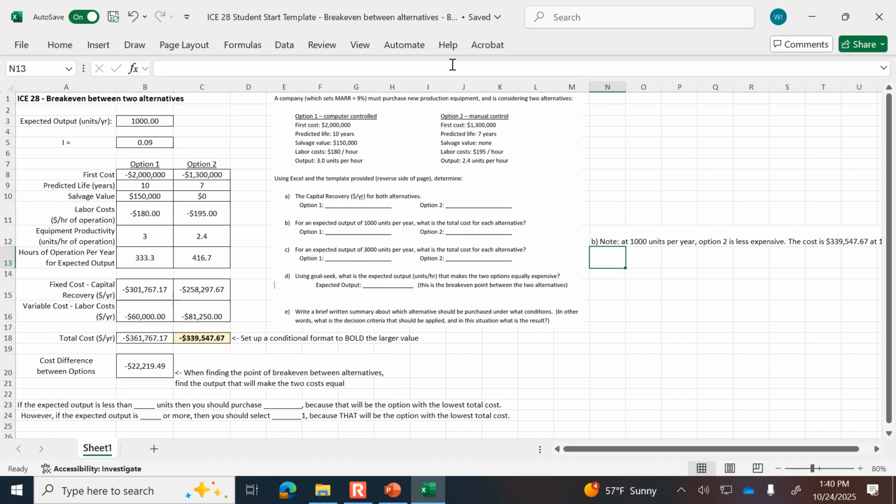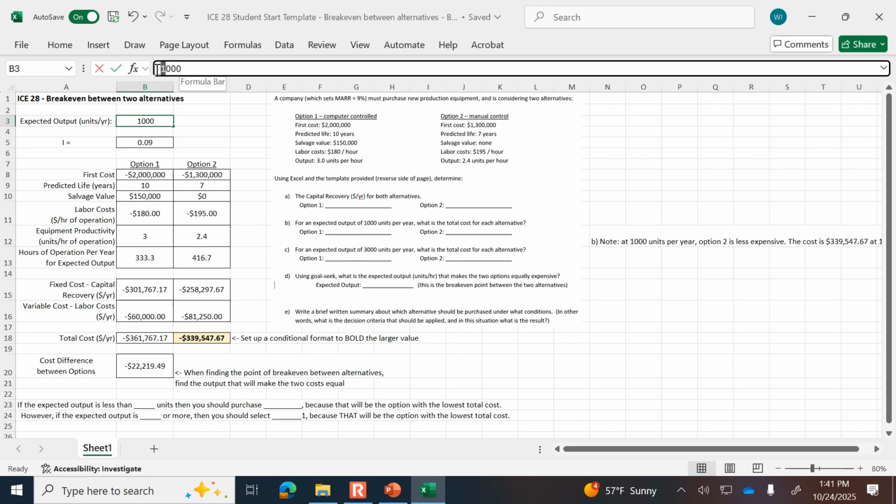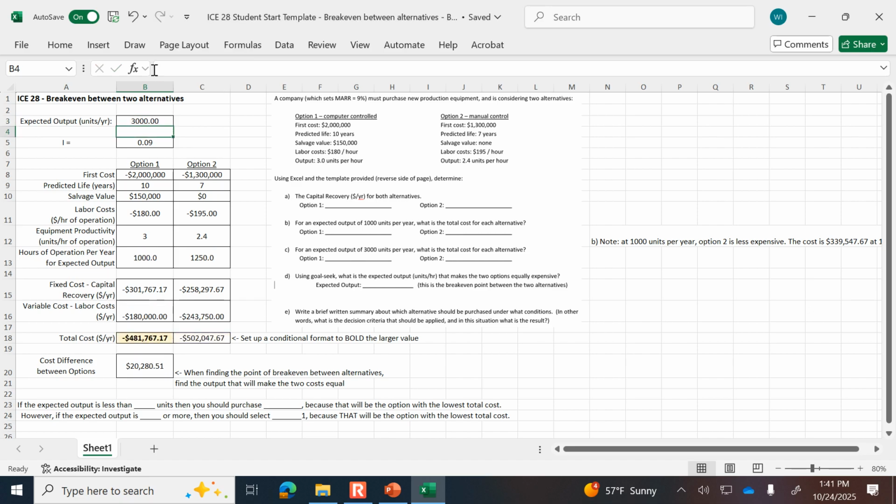All right, so now I've got that preserved, because when I change the output, all the other numbers are going to update as well. If we switch to 3,000 units per year, look how the highlighting has now changed. It was option 2 that was highlighted, but then when I put in the 3,000 units per year, now option 1 is highlighted because it's the cheaper option.